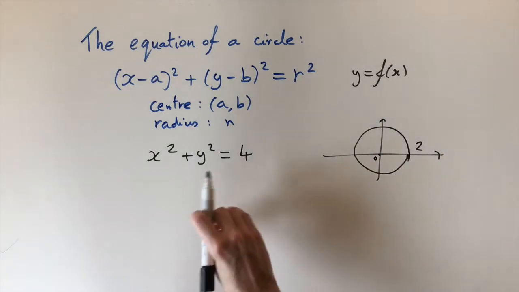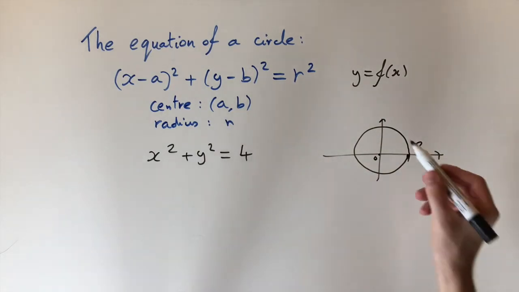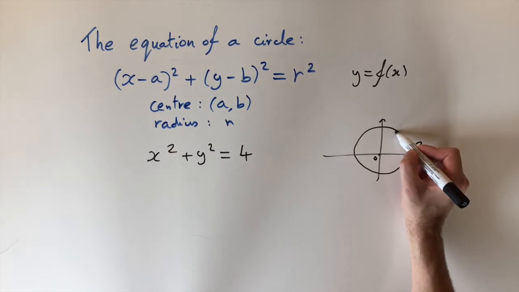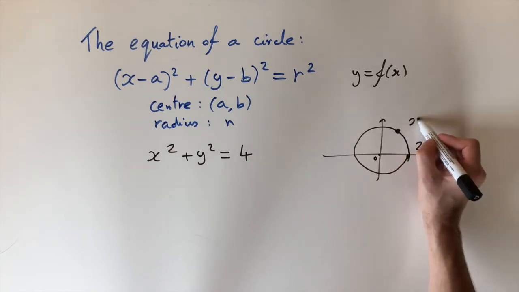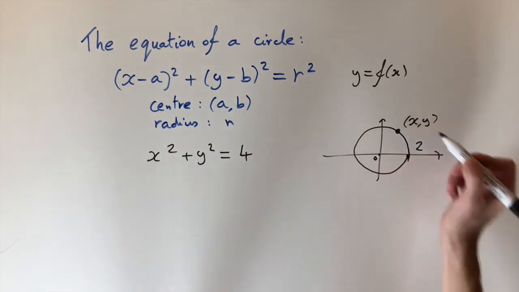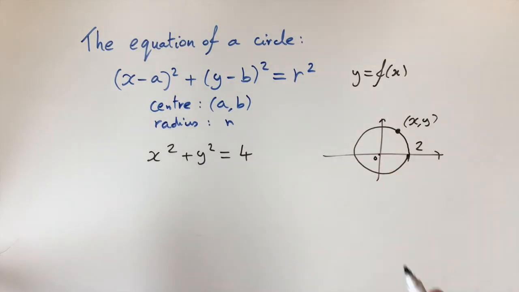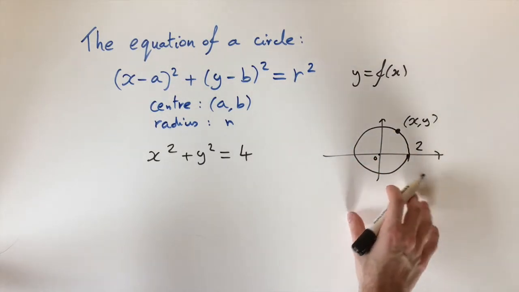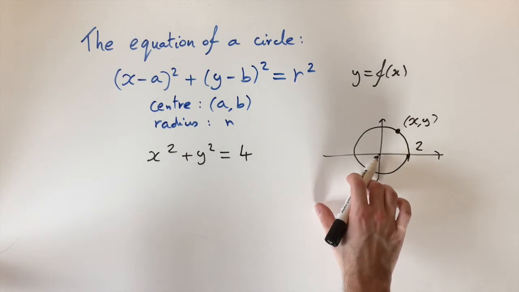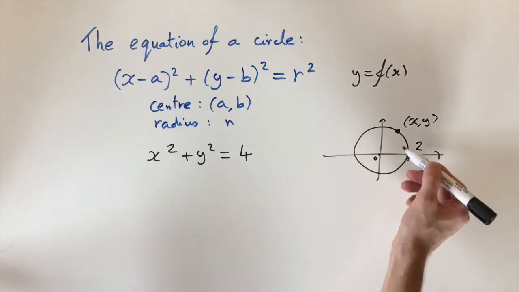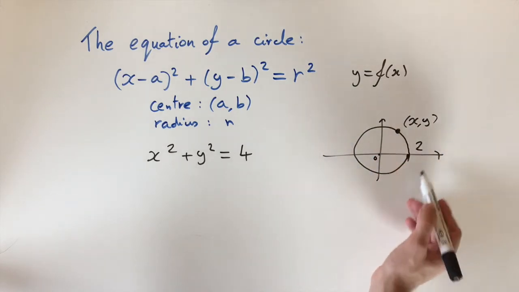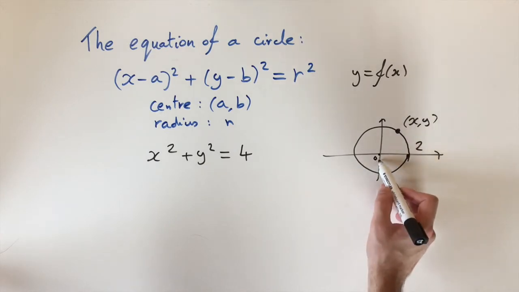But now let's see why this might be true. If this is 2, let's think about a general point on this circle. We can call this point (x, y), and think about what it means to be a circle. Every point on this circle has the same distance to the origin. That's what it means to be a circle. The distance from any point on this particular circle to the origin is 2.